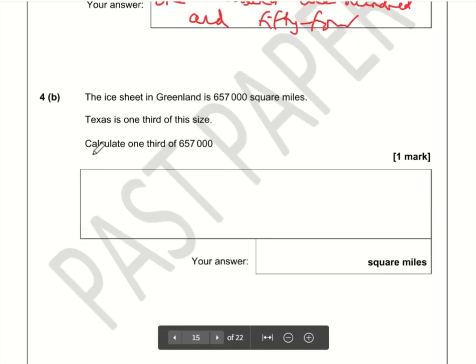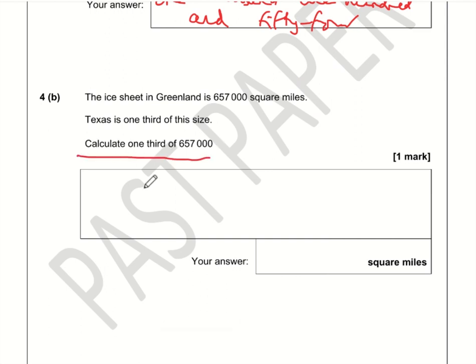Okay, so B, we just simply need to calculate 1/3 of 657,000, so that's 657,000 divided by 3, and that comes to 219,000. Nice and easy.